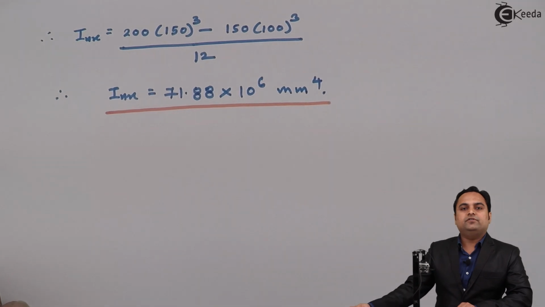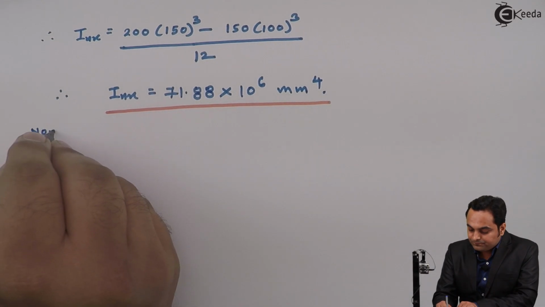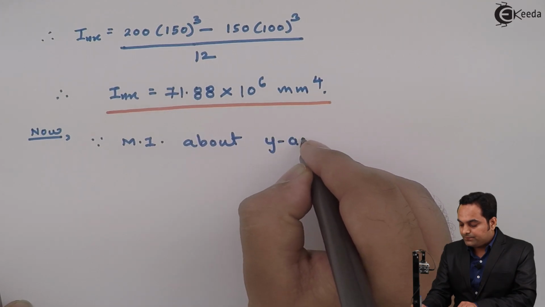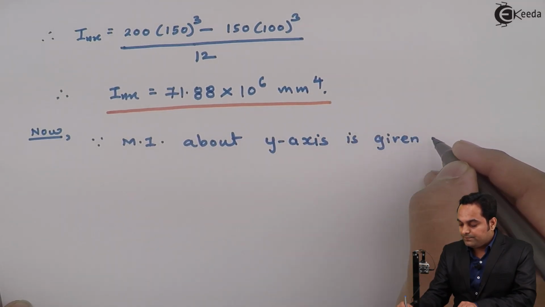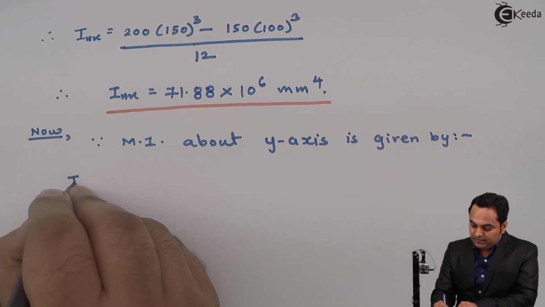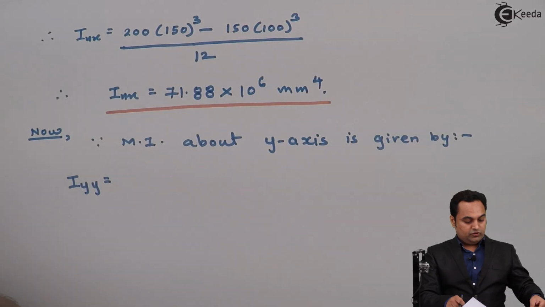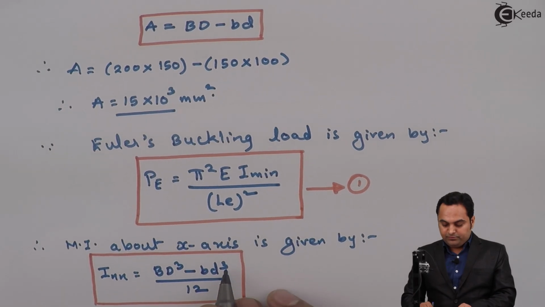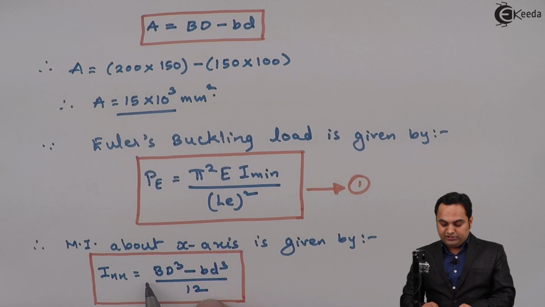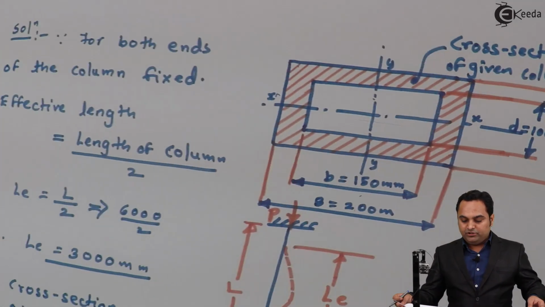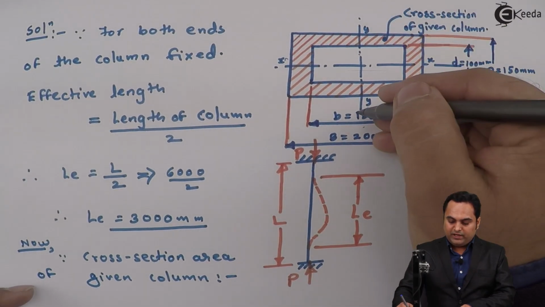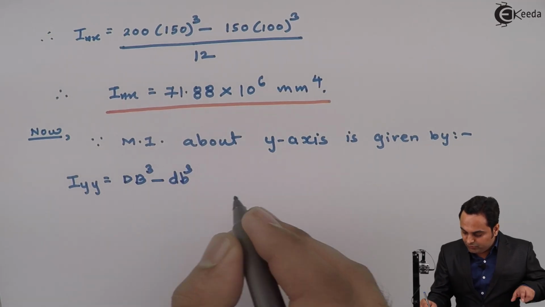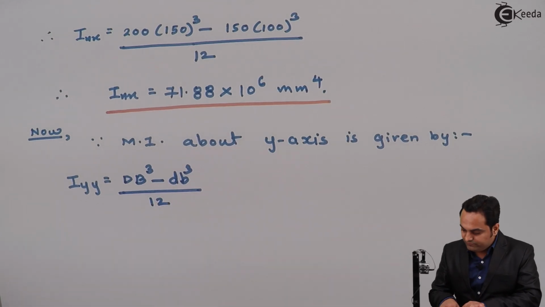Now we will calculate the moment of inertia about y axis. Since moment of inertia about y axis is given by Iyy is equal to, now for Ix we had written capital BD cube minus small bd cube by 12. For Iyy I will use dB cube by 12 because that is the formula to get moment of inertia for a rectangle section about y-axis. So it will be capital dB cube minus small dB cube divided by 12.